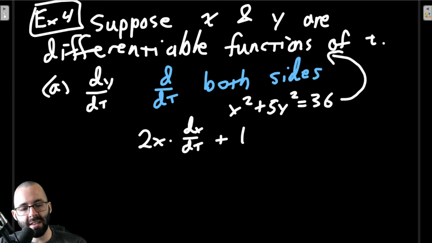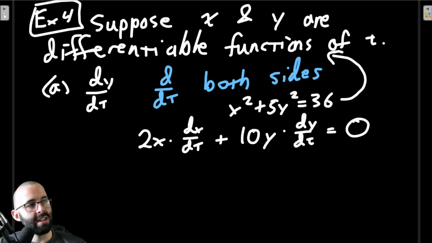Plus the derivative of the second thing is going to be 10y. Y is also a function of t. We have to use the chain rule, y prime, or dy/dx. Oh, or dy/dt. Derivative of the right-hand side is a constant. Derivative of the constant is 0. So we want to find dy/dt. So we're going to solve for this guy.